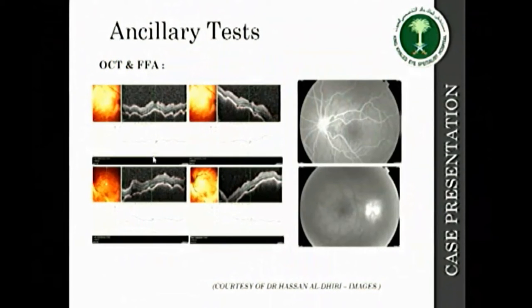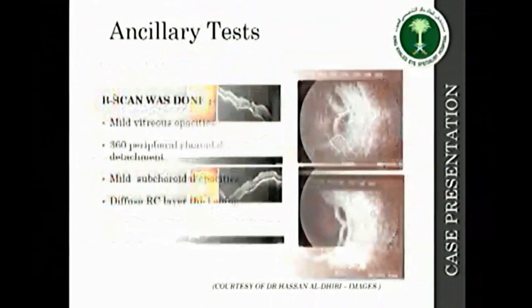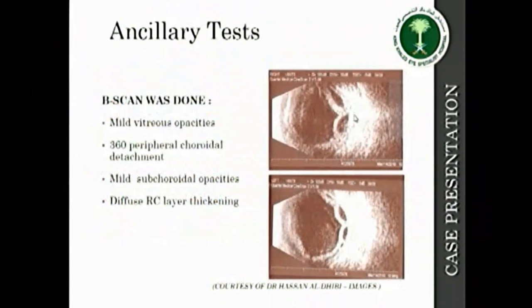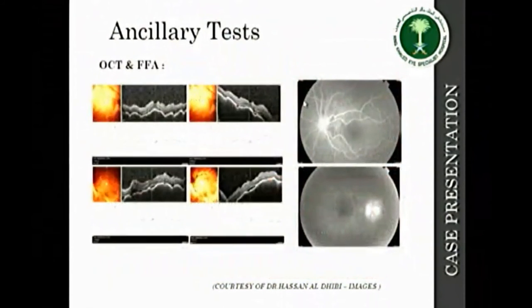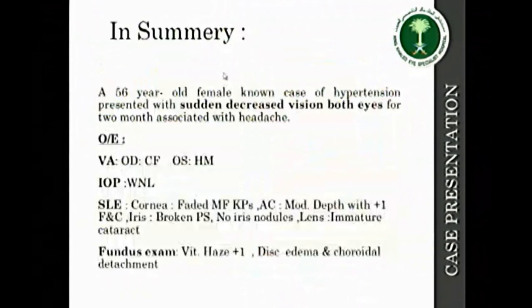Yes, B-scan, we'll go back. This is the B-scan. It shows mild vitreous opacities, mild subchoroidal opacities, and diffuse retinochoroidal layer thickening. This is an important thing that can help you diagnose posterior scleritis. And we should also rule out, as my colleague said, Masquerade syndrome, because it is related to malignancy.